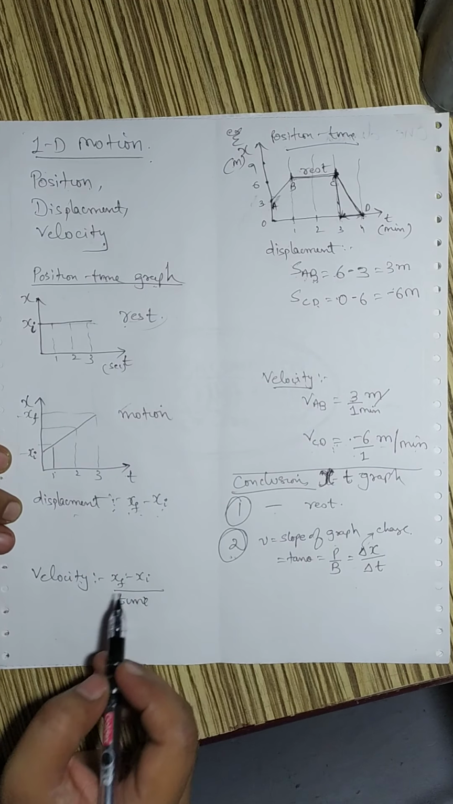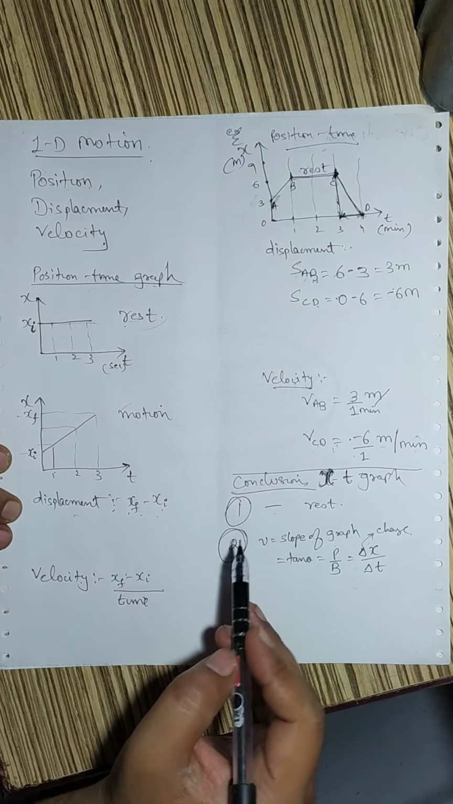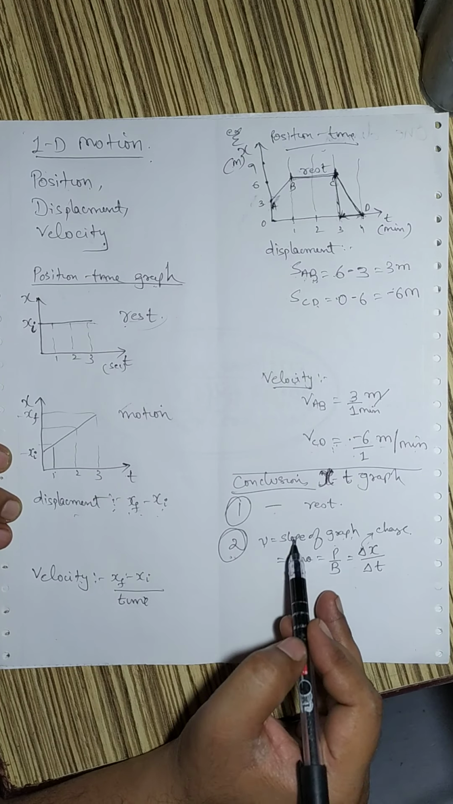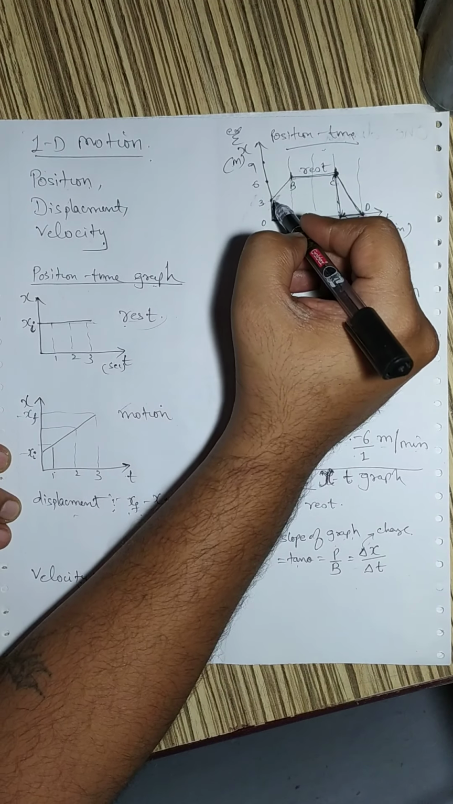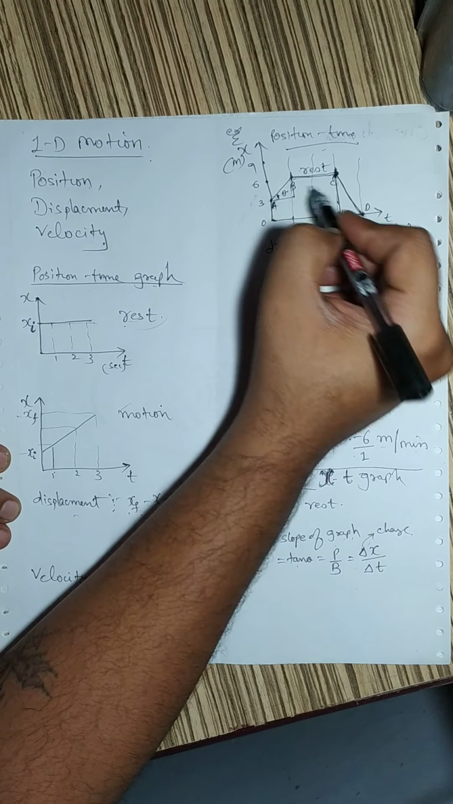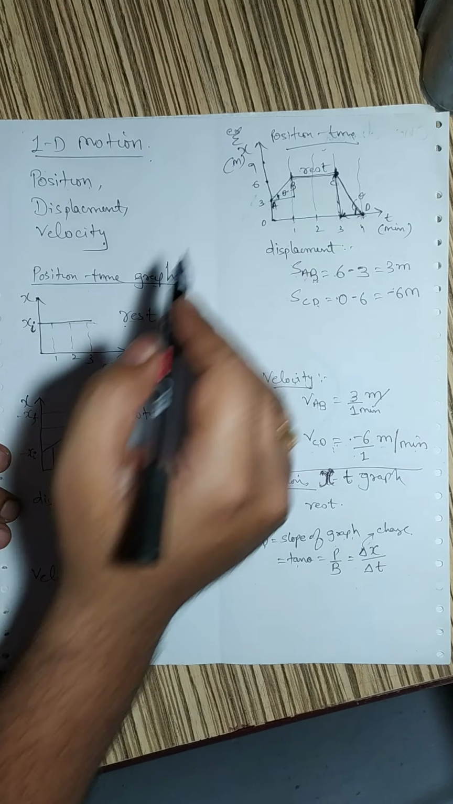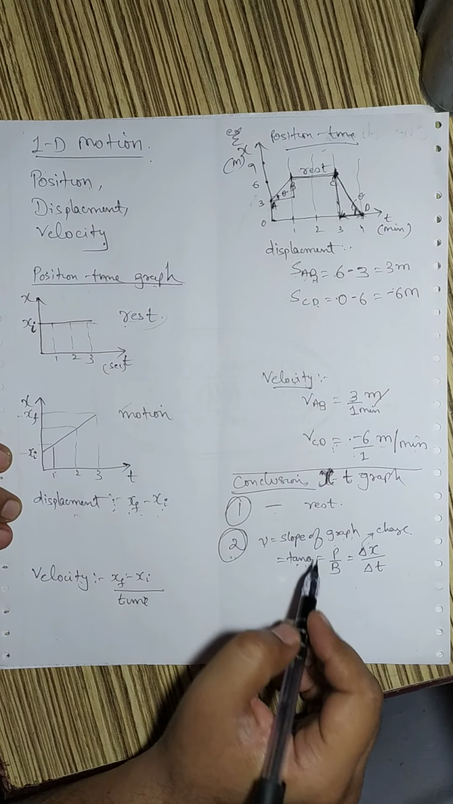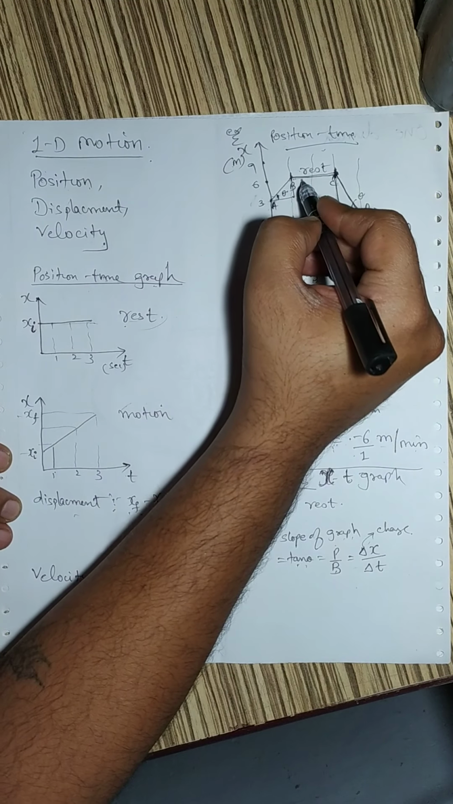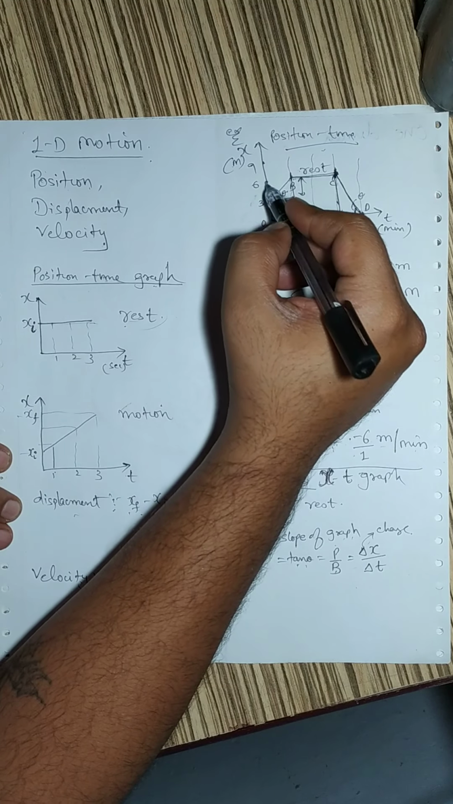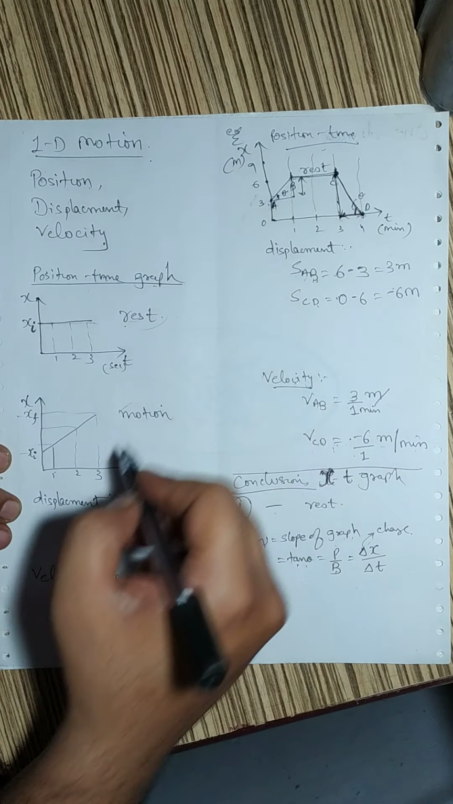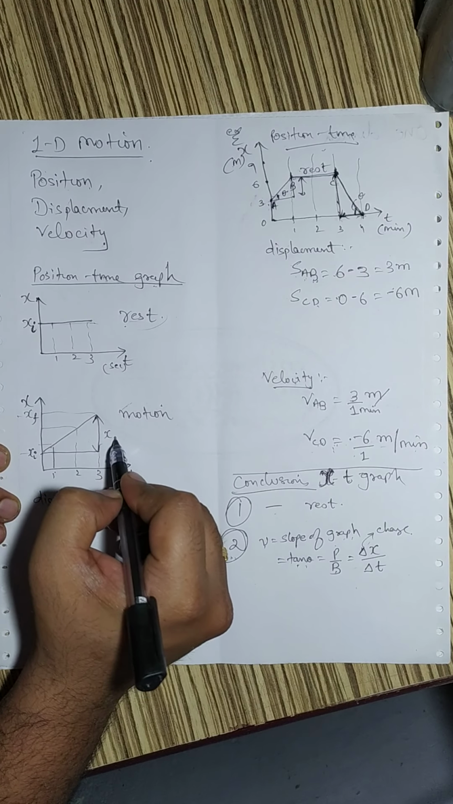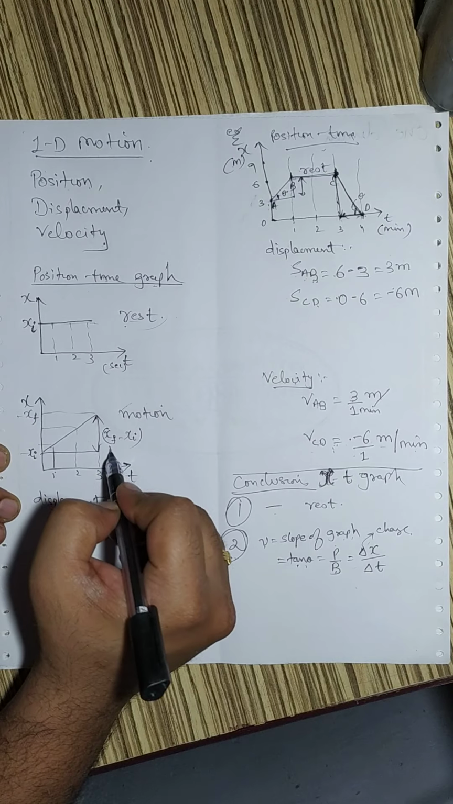Please see this most important conclusion. In a position-time graph, velocity is obtained by the slope of the graph. Slope of the graph means tan theta, the angle formed here, this theta. The tangent of that theta will give you the velocity. How do we calculate the tangent? Tangent is calculated by perpendicular upon base. The perpendicular is this part, which gives you the change in position, 6 minus 3, final position minus initial position.